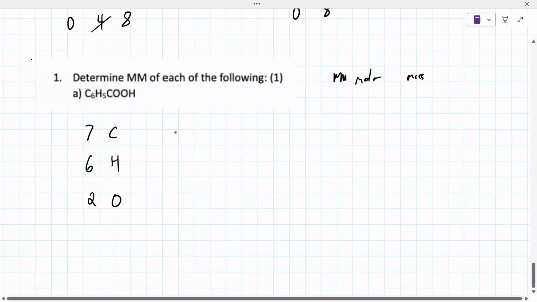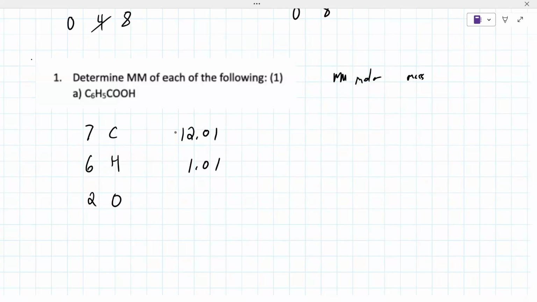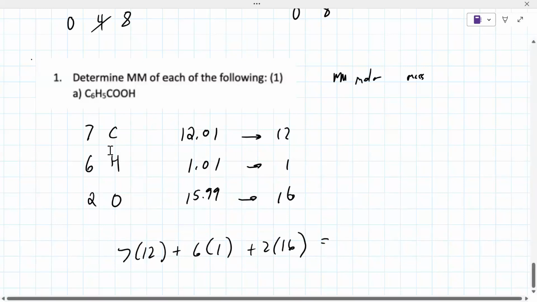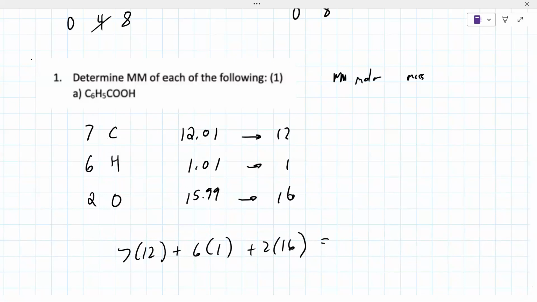Then you need the molar mass of each. If you look at your table, carbon is 12.01, hydrogen's 1.01, oxygen is, you might even see 15.99 on your table. Because I don't do this stuff, I'm okay rounding, but you really want to check with your instructor to see if that's okay. I remember that we multiplied the mass by how many carbons, hydrogens, and oxygens, and then we added it all up to get the molar mass. That's right.